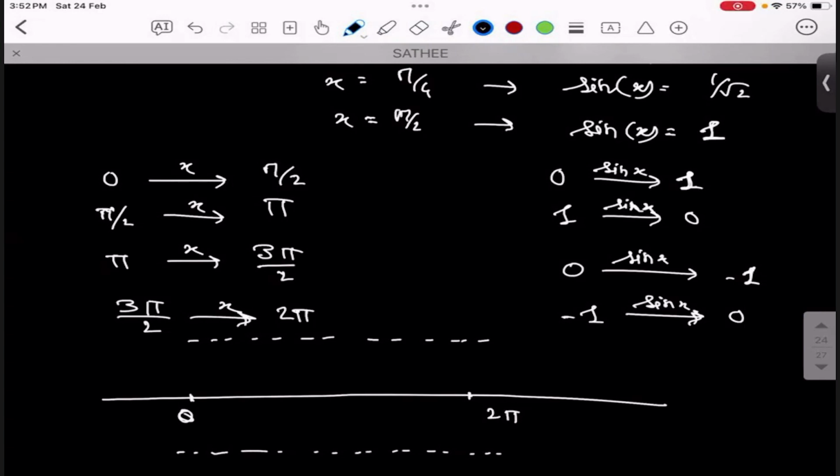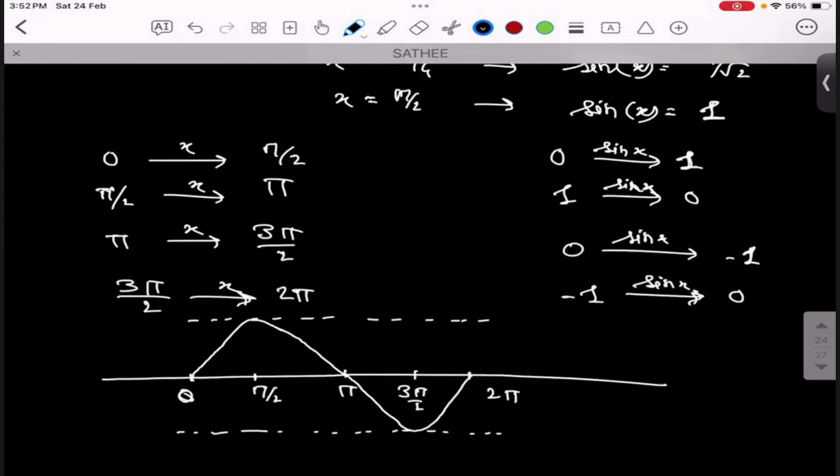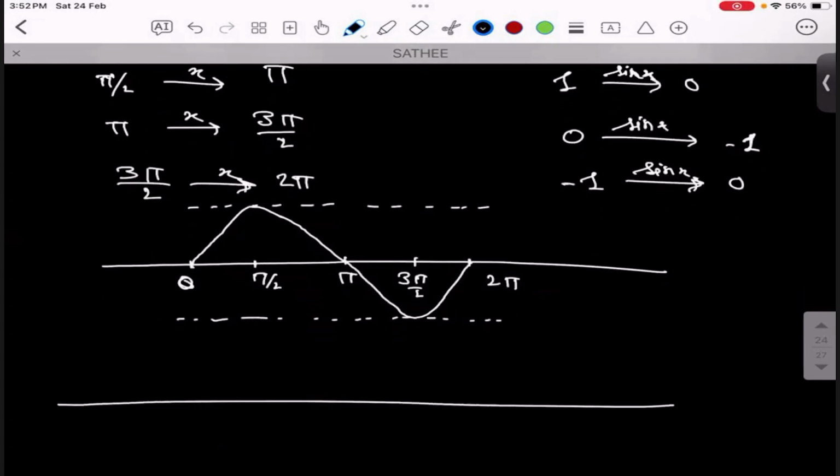Here it can be pi by 2, here it is pi, here it is 3 pi by 2. From 0 to pi by 2, it is going from 0 to 1. After that it is going from 1 to 0. Now again after that it is going from 0 to minus 1, and after that it is going again to 0. If I repeat this up to infinite times, we will get a graph like this.